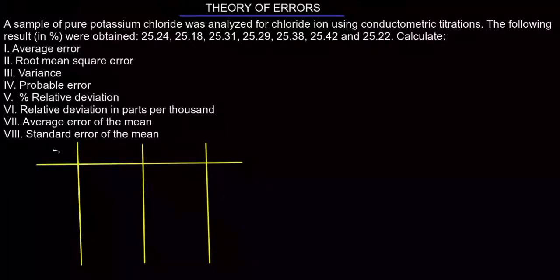So this is my x. This is the score we have. So we have x and that's the score. So we have 25.24. Let me move this table to this side.